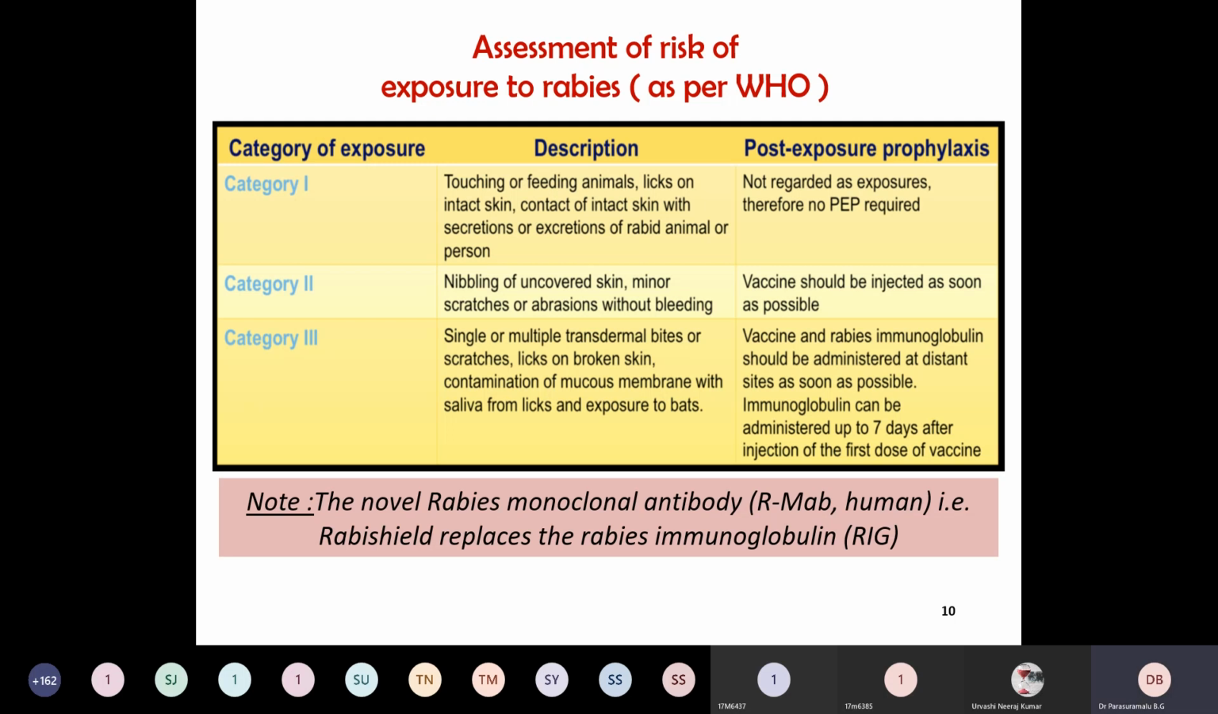Now this is WHO category 3 exposure. So you can see the multiple bites on the back and on the chin and also over the back side of the knee joint.